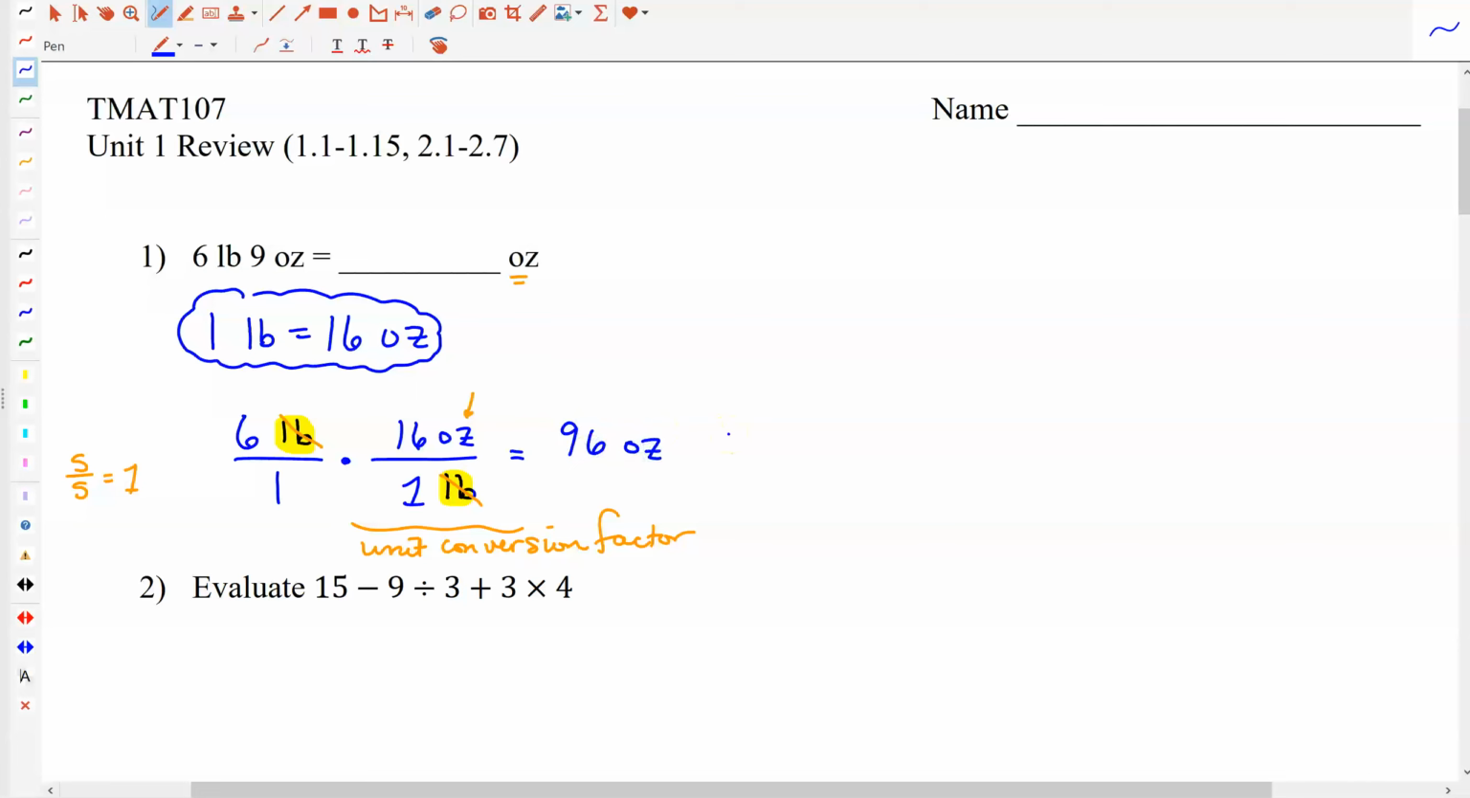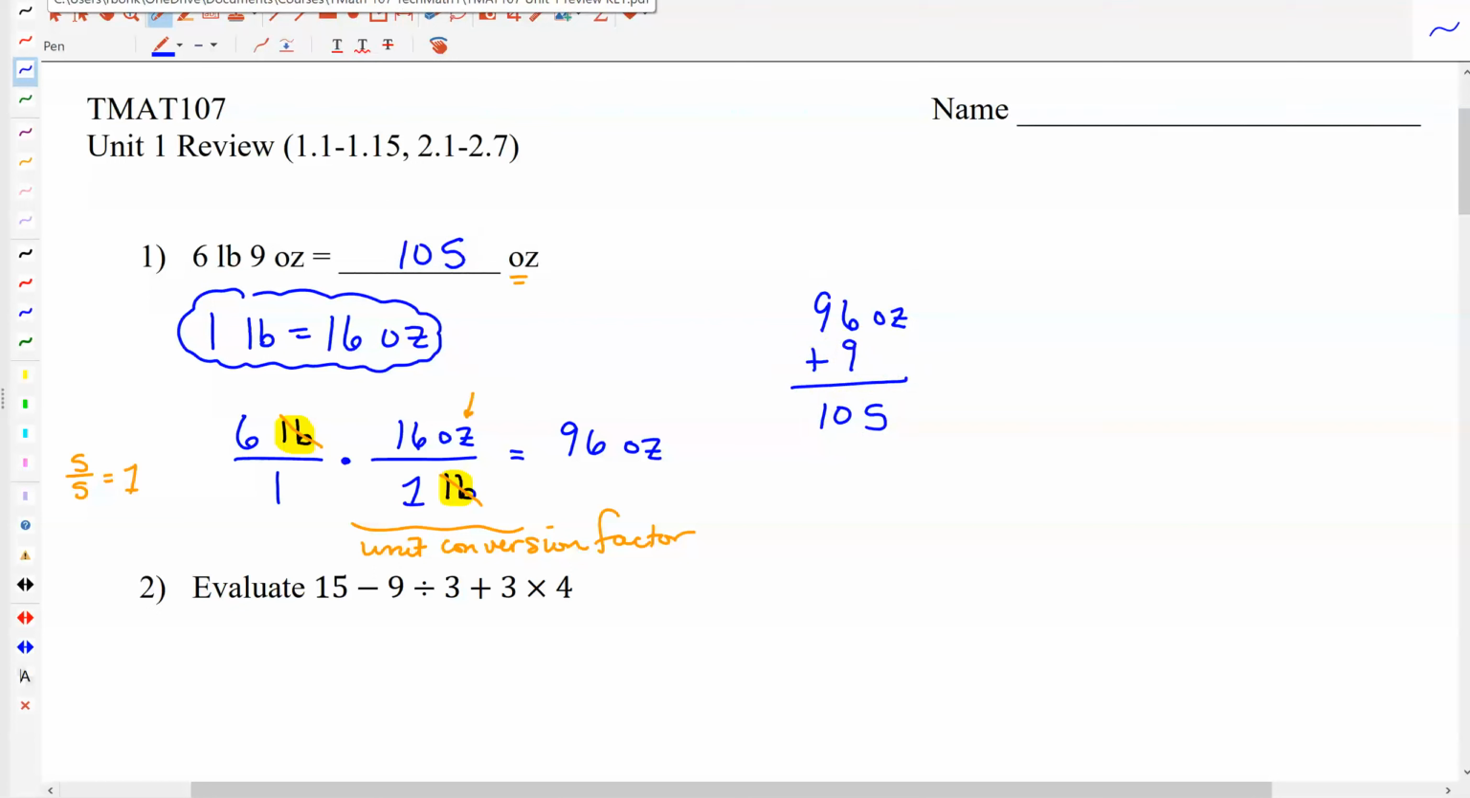Now that's just converting out the pounds information on this problem. But the original weight I was given was 6 pounds 9 ounces. So to get my total ounces, we'll take the 96 ounces that I get from converting out the pounds, and add to that the 9 additional ounces that I was given. So overall I would have 105 ounces.